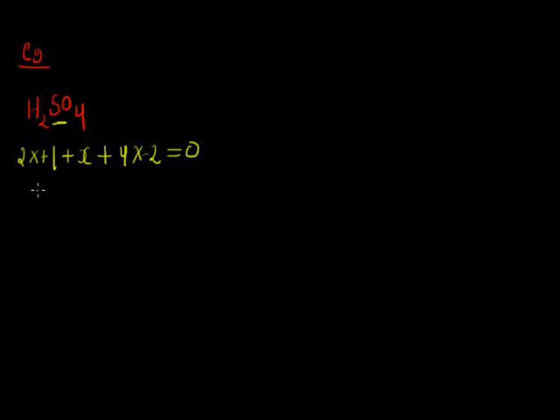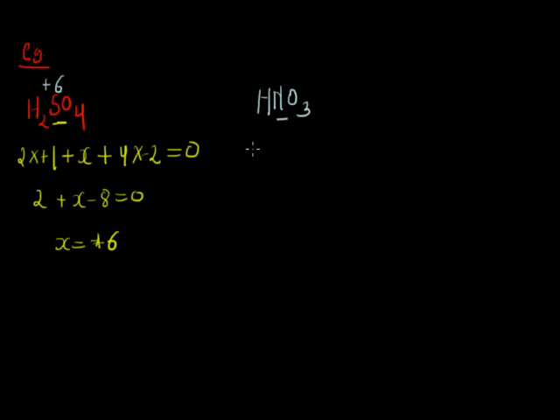Now solving this equation, 2 plus x minus 8 equals 0. Here x equals plus 6. So in that example, the OS of sulfur becomes plus 6. Now in the second example, we take HNO3, finding the OS of nitrogen.